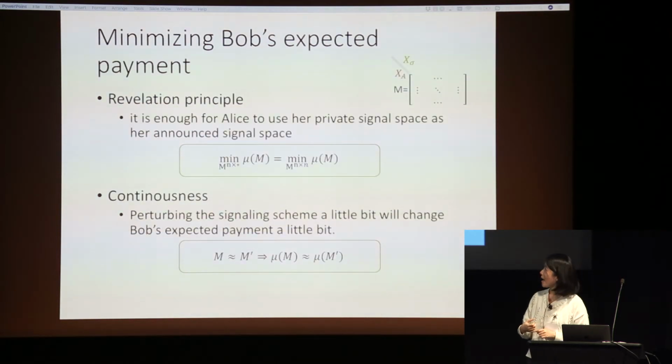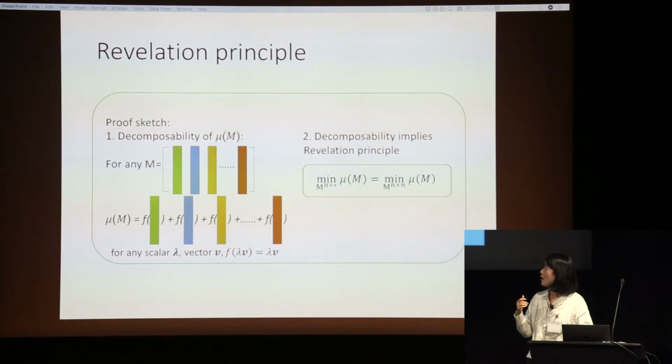And then it remains how can we do it? The first principle we want to show is that it's enough to optimize over only the square matrices. We also need to show it's continuous: if you perturb M a little bit, the function is still perturbed only a little bit. And this is what we call the revelation principle.